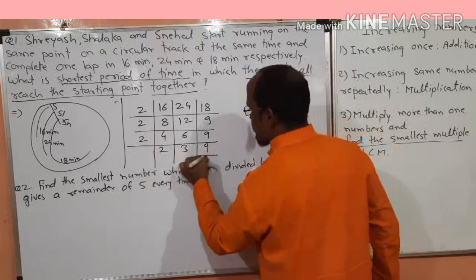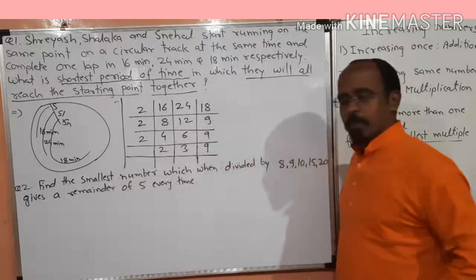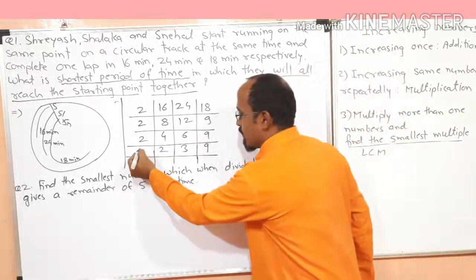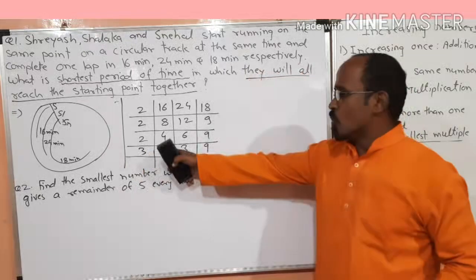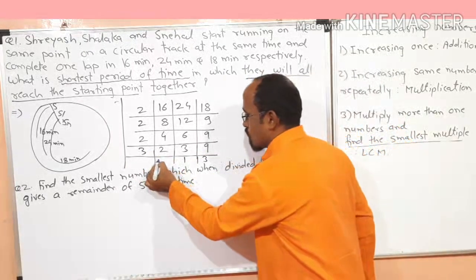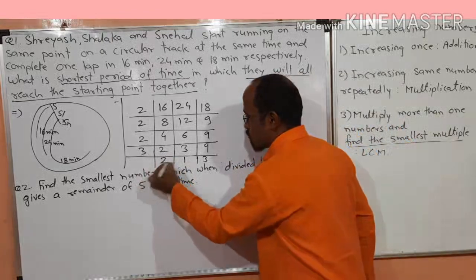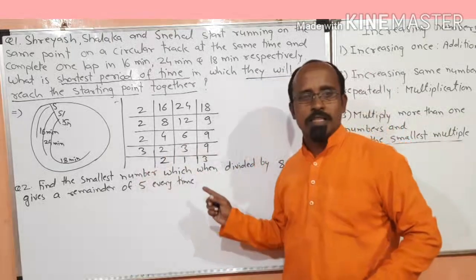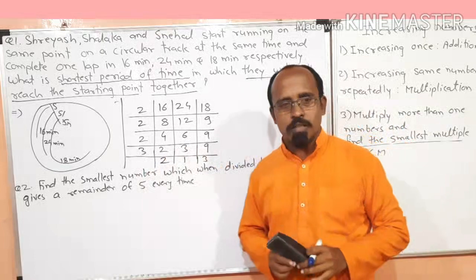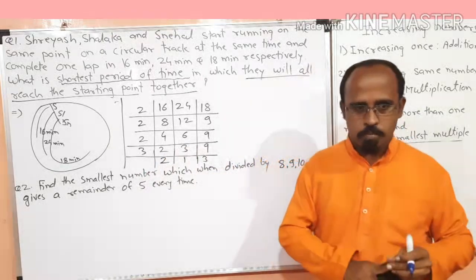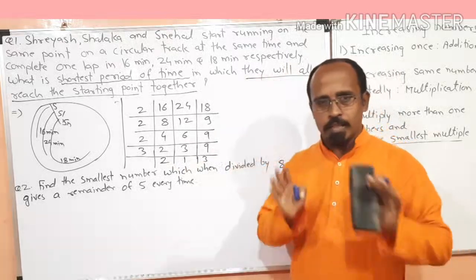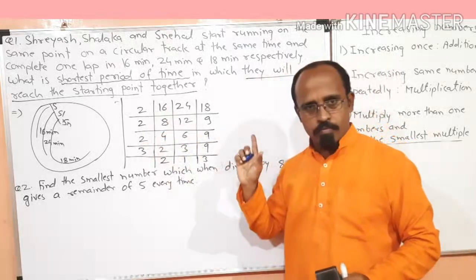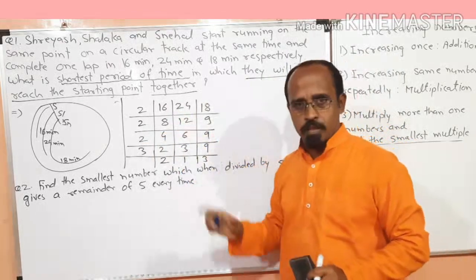Now among these three numbers, two numbers are divisible by 3. So let's divide them by 3. The answer will be 3 1s are 3, 3 3s are 9. 2 is not divisible by 3, so it will be as it is. Now 2, 1, 3. None of the numbers is commonly divisible by any one number. Among these three numbers, two numbers are also not divisible by any number. So we have to stop our procedure of finding the LCM here.